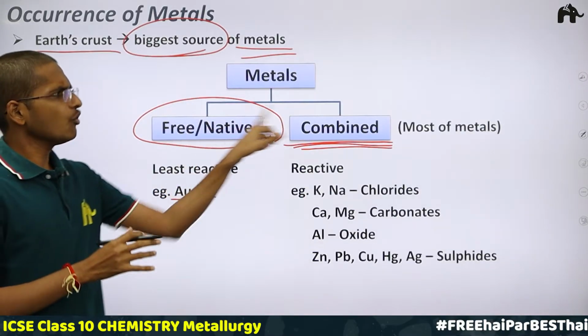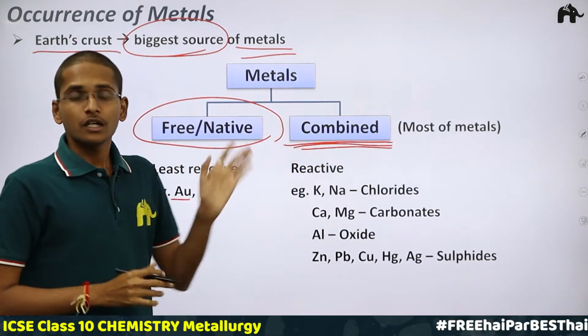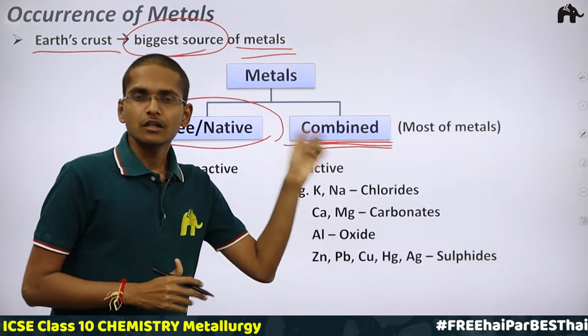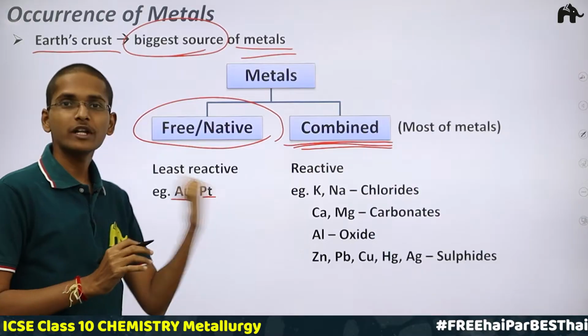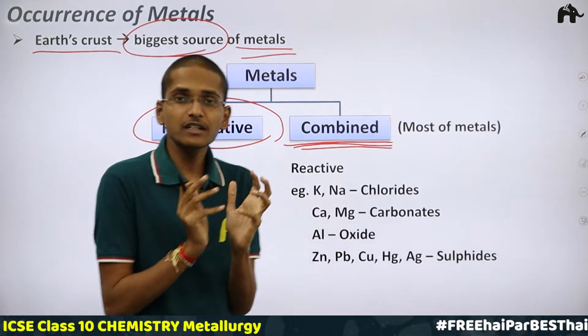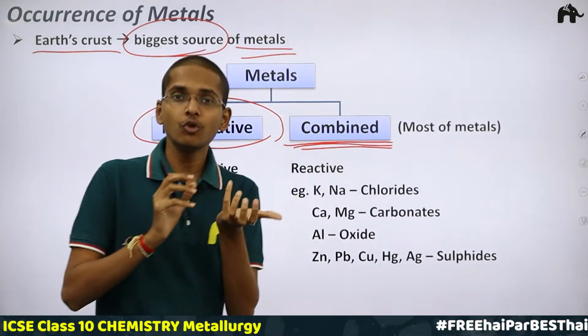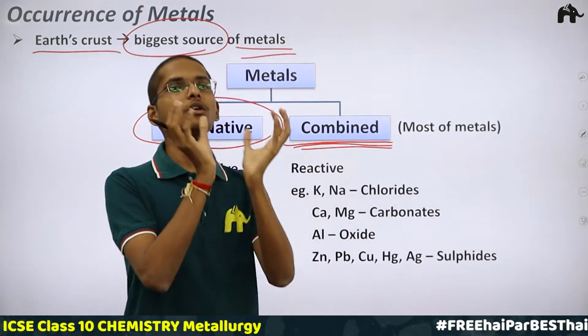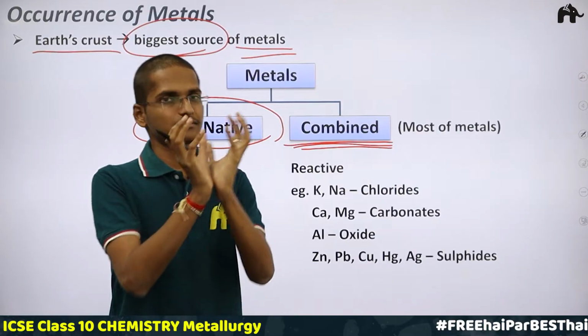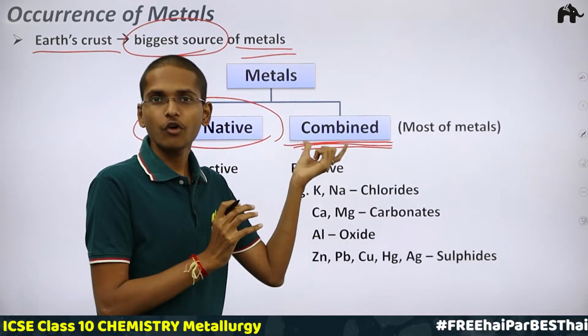Okay, the gold block or gold rock in this way. Now what is the combined state of a metal? Some metals do not exist alone, do not exist freely like gold and platinum. They exist in a combined state, which means those metals combine with another element and form a compound. So this is called the combined state of metals.